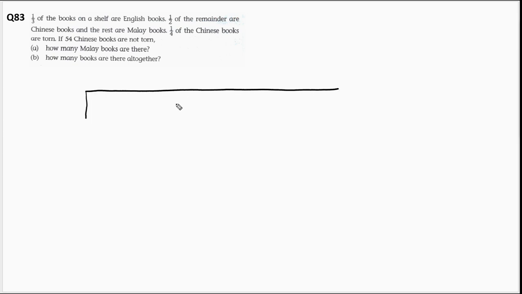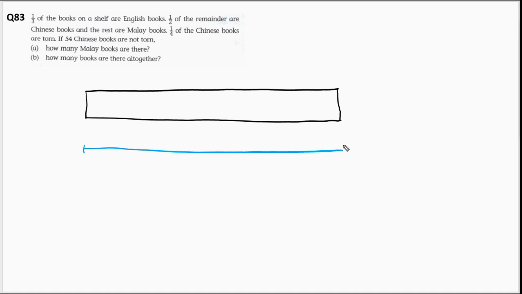So we're going to draw one big bar, and this represents all of the books. We'll do it down here, give us lots of room. And in fact, we've only just read the question. I know that one of the questions we're going to be asked is how many books are there altogether? So I'm going to mark that here. So that's question B.